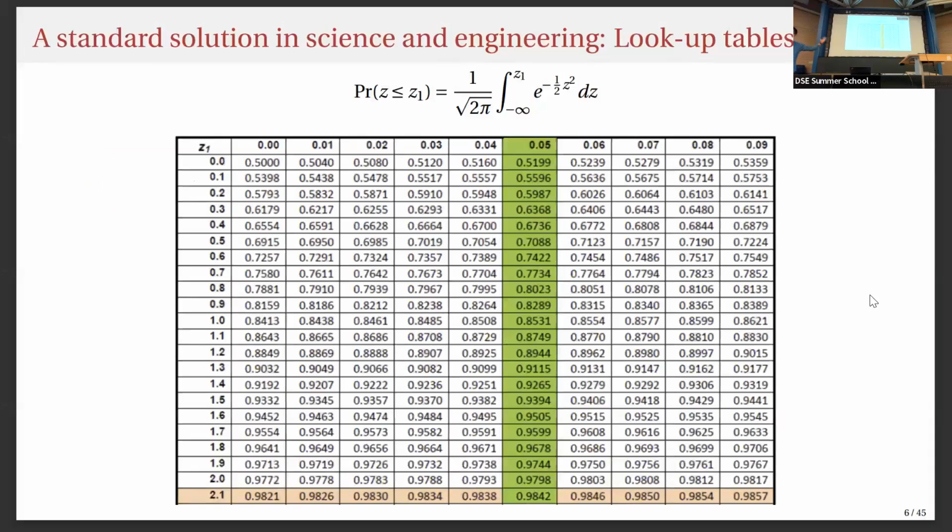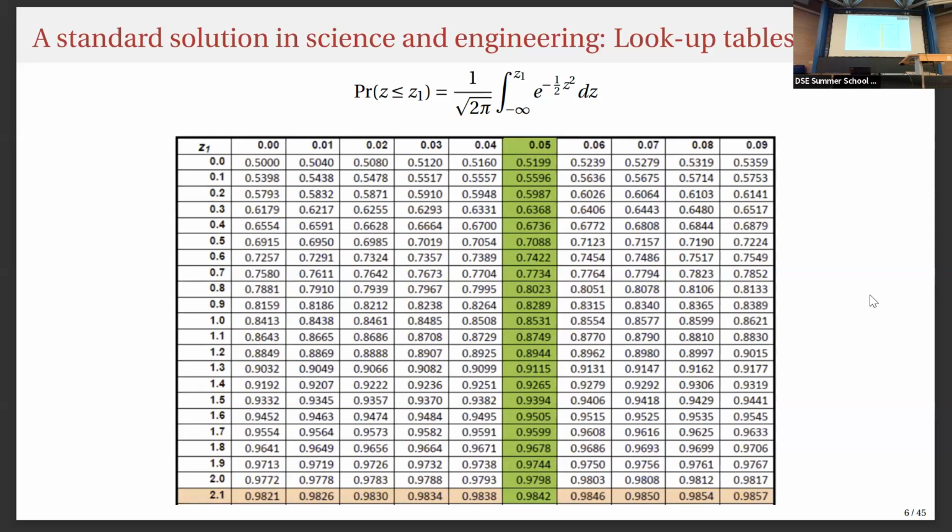In fact, we just look up the normal table, right? You find out what the z value is, and then you find out what the corresponding CDF function is. Done. You trust these numbers, why? They're done very accurately, and then you probably cannot do better than this. So let's just go with that, right?